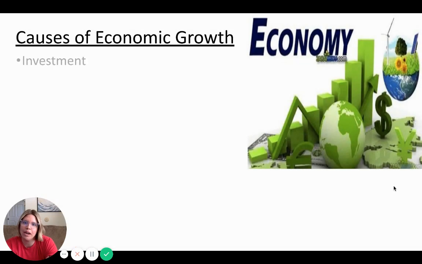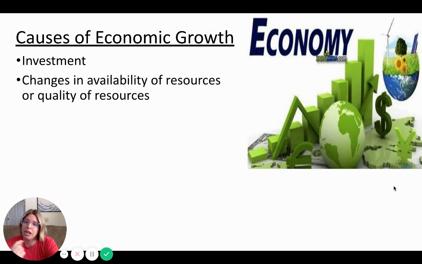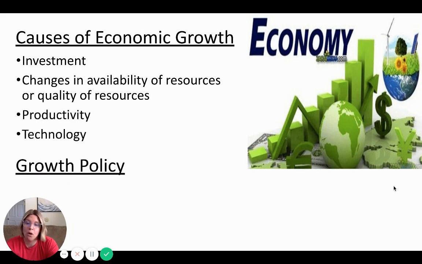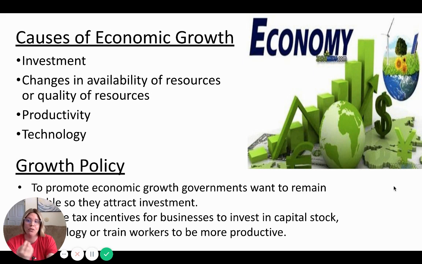Okay, causes of economic growth, again: investment, changes in the availability or quality of resources, productivity, and technology. Growth policy would basically be anything to increase any of those things. So any policy that encourages businesses to invest, increases the availability of resources, increases labor productivity, or increases ways for us to access new technology, all of those would be good policies that we could use as a government to try to increase economic growth.